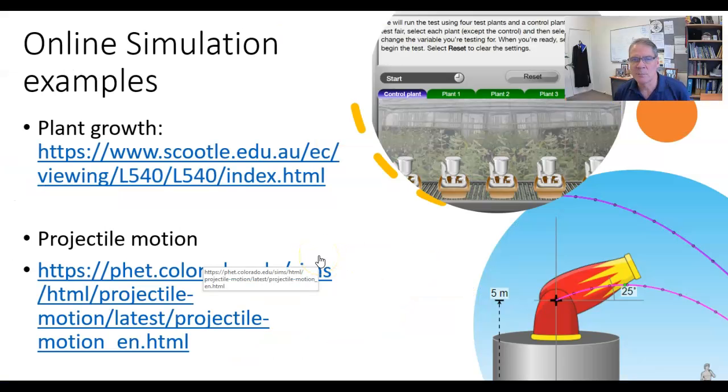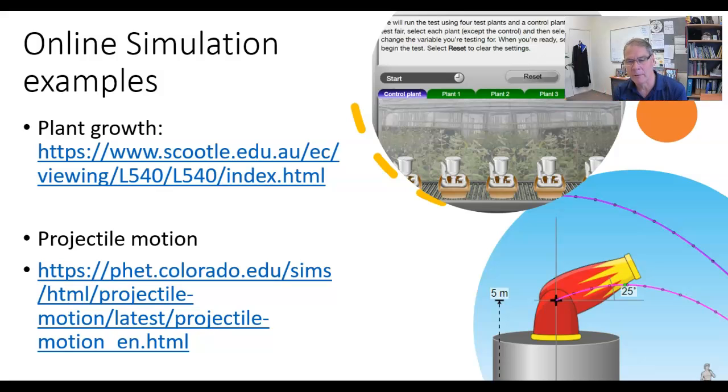Now, this is an online simulation, so I'll get you to do online and in class, that looks at simulations about how to design a scientific test. One's biology, one's a sort of physics one. And you can control your variables. What do you keep the same? What do you make different? What's the dependent?